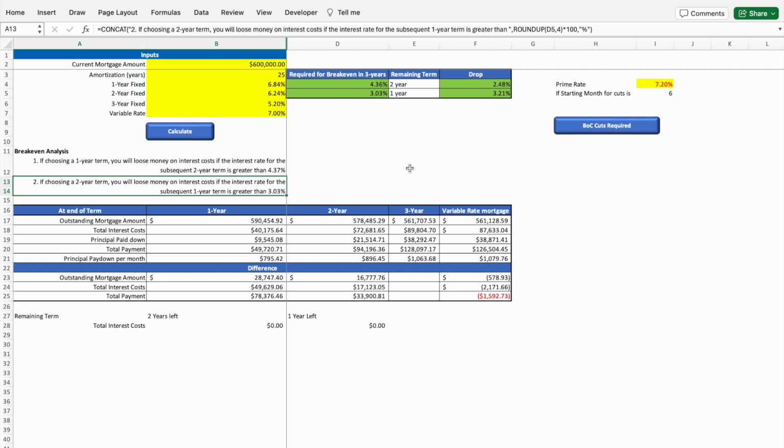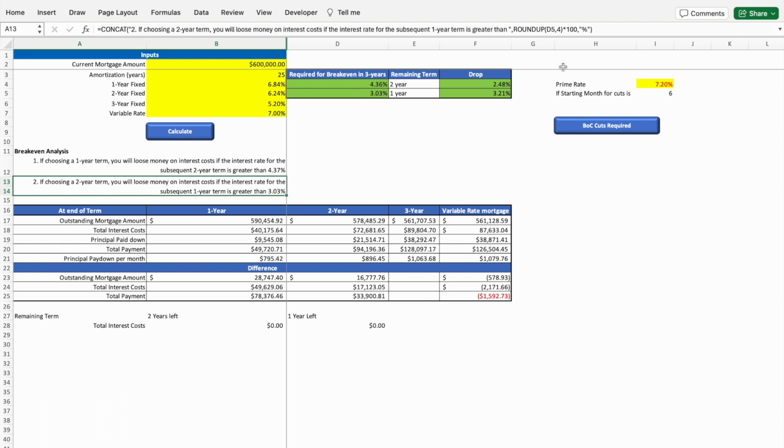If you go with option number two, the 2 year term, then you would lose money if the interest rate for the subsequent 1 year term, the final third year, is greater than 3.03 percent, or you are essentially looking at a drop of about 3.20 percent in order for you to come out ahead.